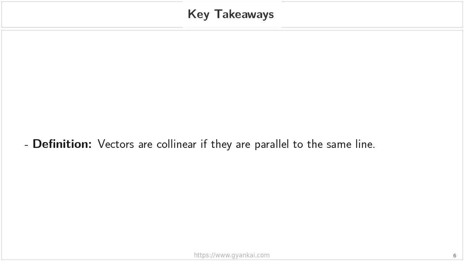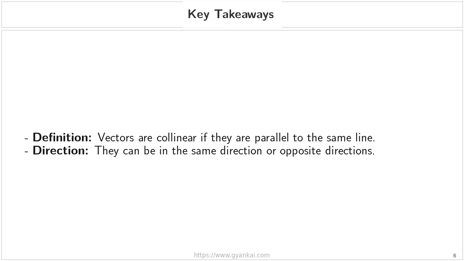Key takeaways. All right, we have reached the end of our lesson. Let's take a moment to recap the key takeaways from today's session on collinear vectors to ensure everything is clear before we move on to our practice problems. First, let's revisit the core definition. Vectors are considered collinear if they are parallel to the same line. As we discussed earlier with the line of action concept, they don't even need to be on the same physical path. They just need to share that same parallel orientation.